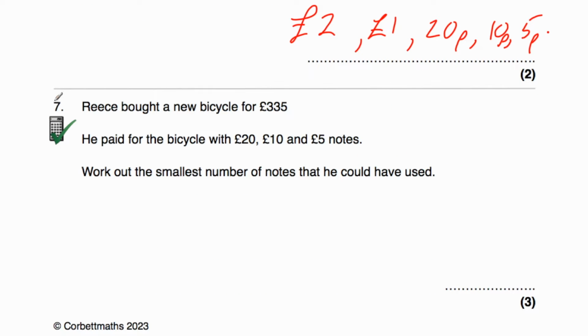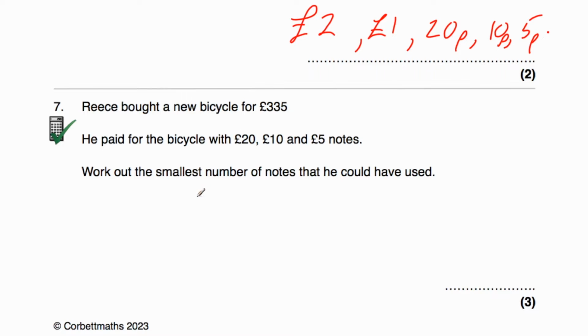Okay, let's have a look at question number 7. So question number 7 says, Reese bought a new bicycle for £335 and he paid for the bicycle using £20, £10 and £5 notes. And we've been asked to work out the smallest number of notes that he could have used. And I've just realised this question's got no coins in it, and the booklet says coins. But in this question we've been asked the smallest amount of notes that he could have used. So in other words, he wants to pay £335 using £20, £10 and £5 notes, and he wants to use the lowest number of notes.